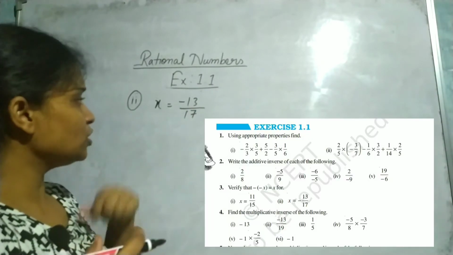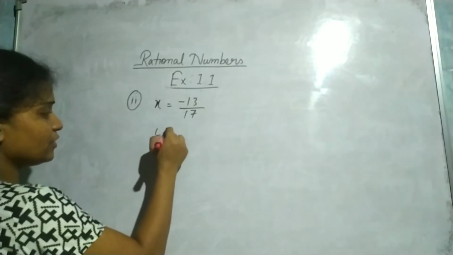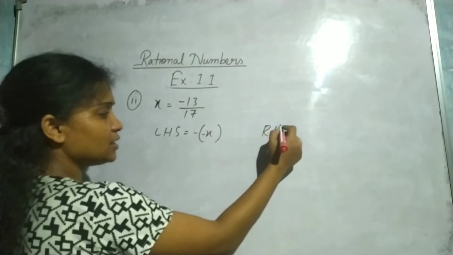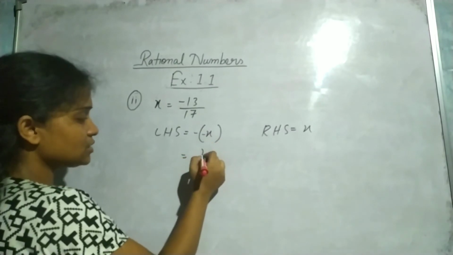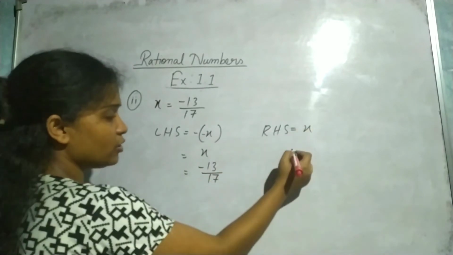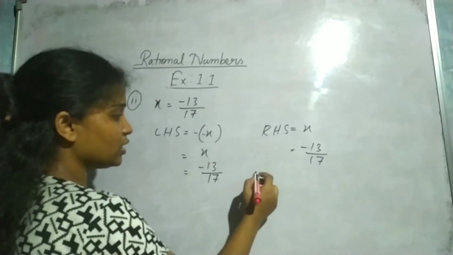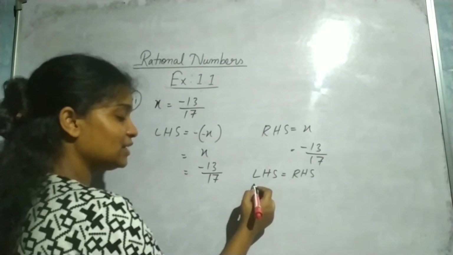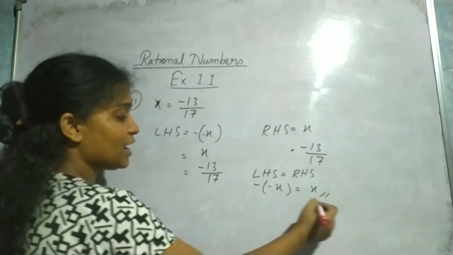Same thing, what you will do if they have given x equal to minus 13 by 17. Same way, take the left hand side, that is minus of minus x, and the right hand side is plus x. So minus minus, first solve the bracket, this is x. Now x is what they have given? Minus 13 by 17. Here also x is only there, no? So minus 13 by 17. Now look here, the left hand side is equal to the right hand side. So I can say yes, minus of minus x is equal to x.